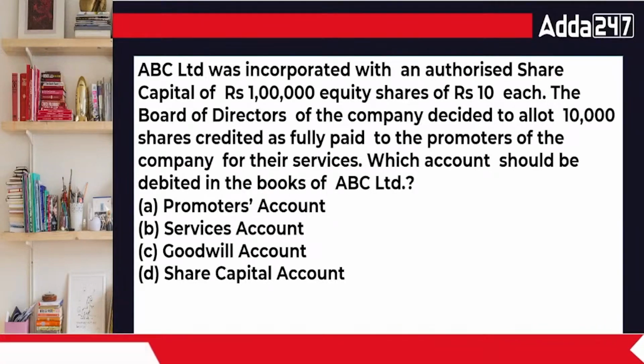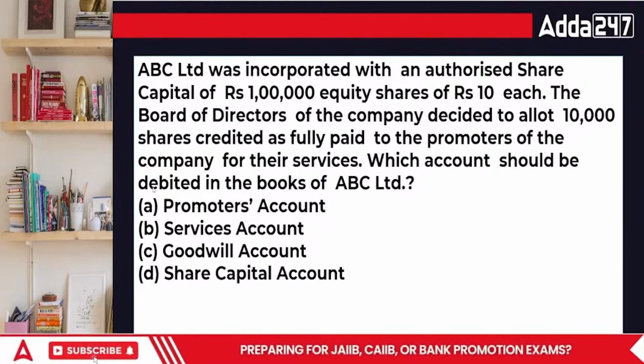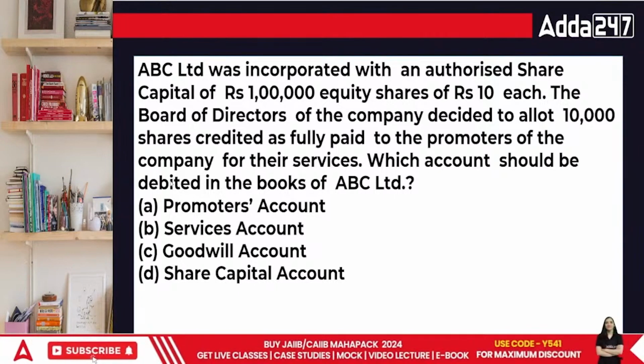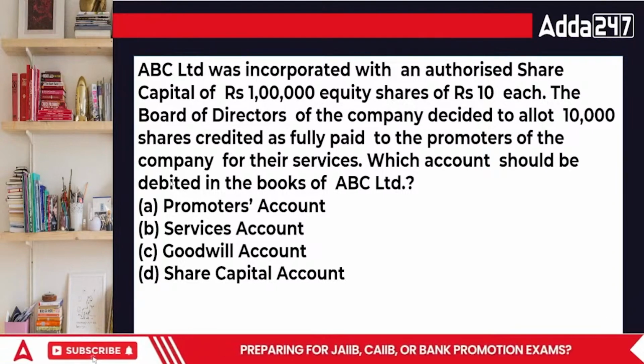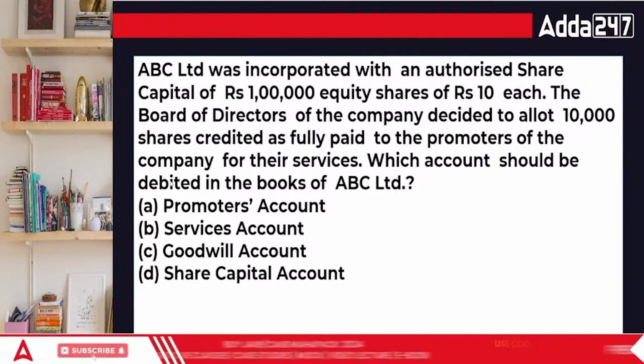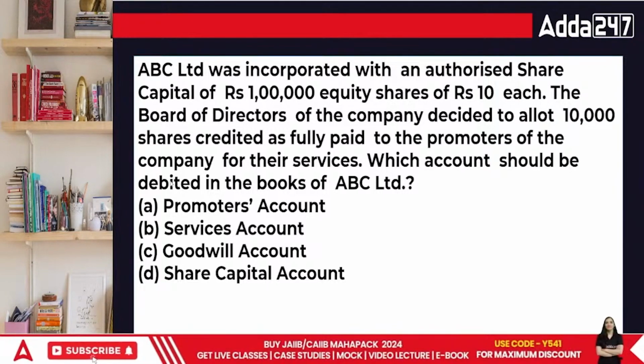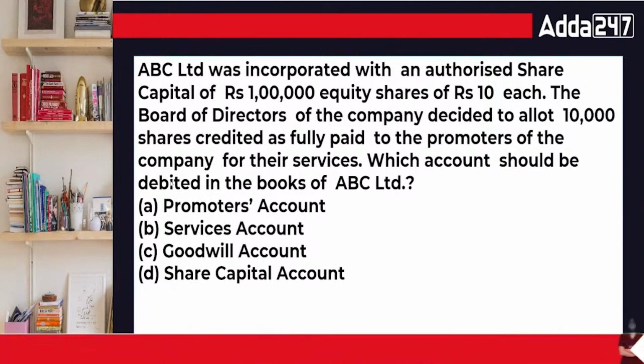So here comes the next question, everyone. ABC Limited was incorporated with an authorized share capital of 1 lakh equity shares of rupees 10 each. The board of directors of the company decided to allot 10,000 shares credited as fully paid to the promoters of the company for their services. Which account should be debited in the books of accounts?